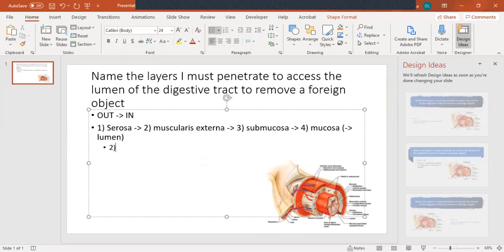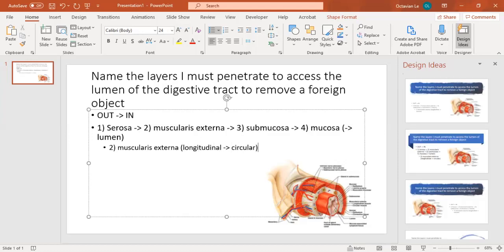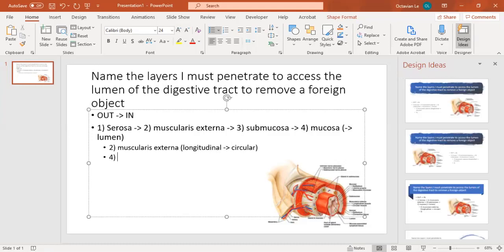Okay. So in the muscularis externa, we know you begin from what's called longitudinal muscle from the outside, and we're going to go into this circular muscle on the inside. All right. Now we know the submucosa is just a submucosa, right? But in the mucosa, we're going to go from out to in.